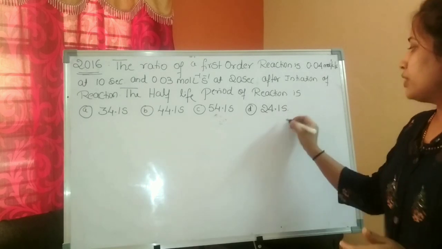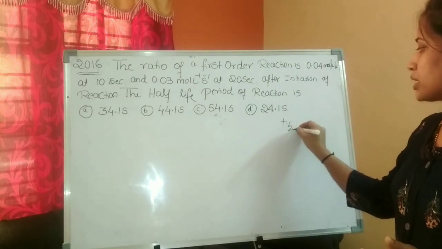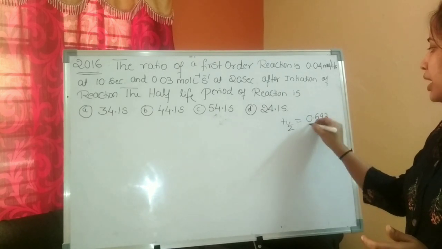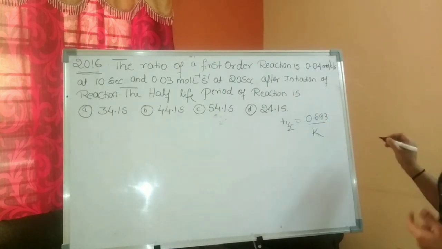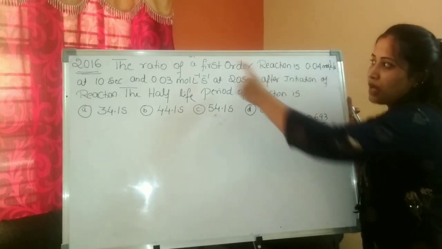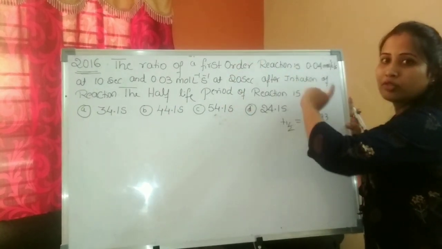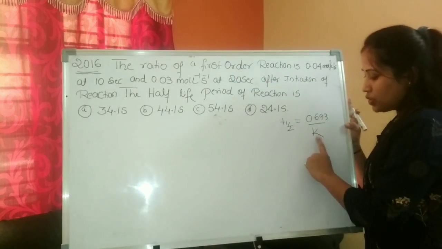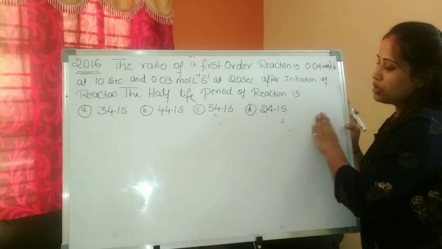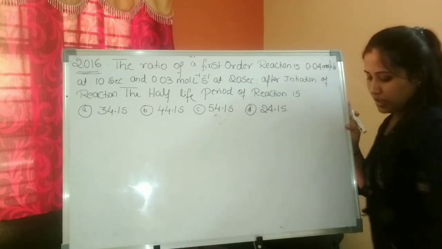Why? Because we know the T half for the first order reaction. What is it? T half is equal to 0.693 by K. This is the formula we need to use. But we don't know the exact value of K because they have given the rates of the reaction. So we need to calculate K, and by using that we need to calculate the T half. So let's do it one by one. Let us calculate the K value.